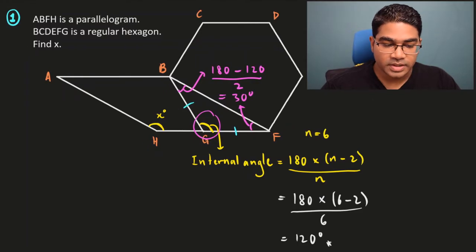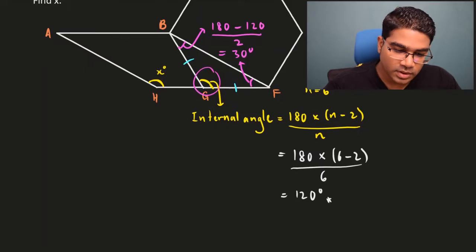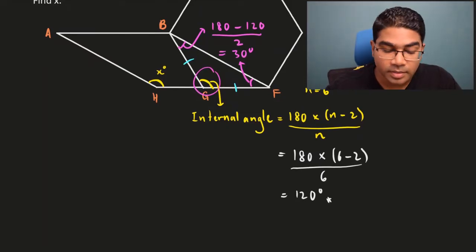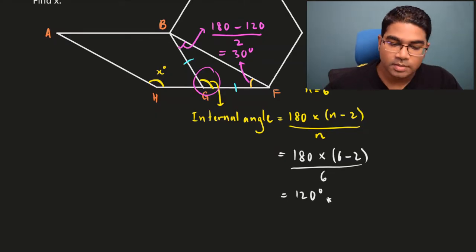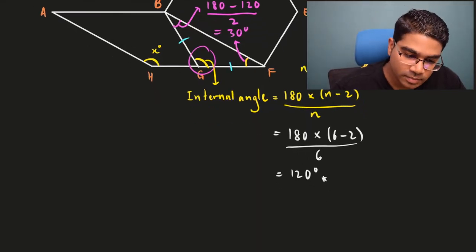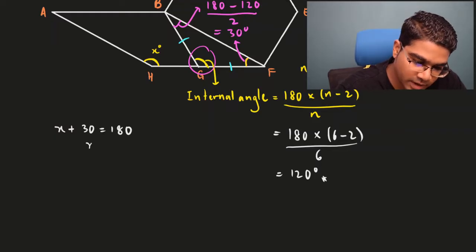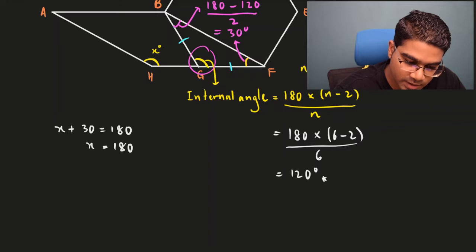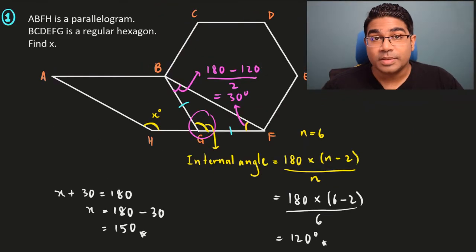Since we have the information that ABFH is a parallelogram, now we can use the concept of parallelogram. In parallelograms, this angle X and 30 degrees must sum up to be 180. So using that concept, we have X plus 30 is equal to 180, and therefore X will be equal to 180 minus 30, which is 150. So this is the bit about polygons.